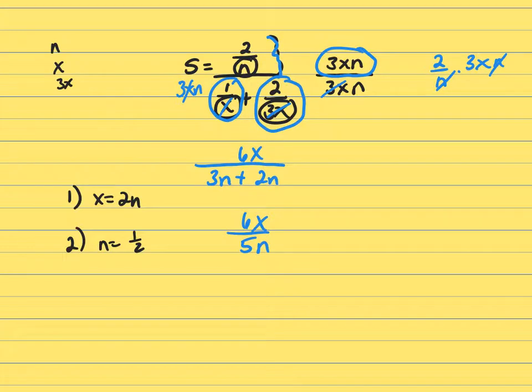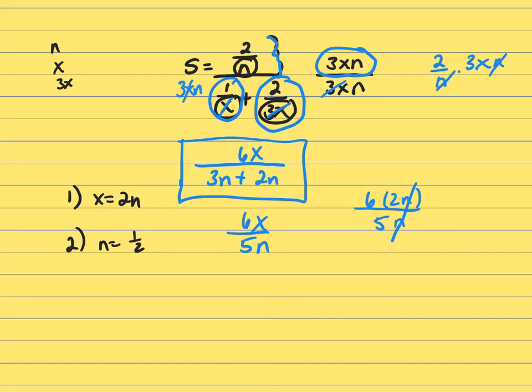Now look at clue 1, x equals 2n. That will work. I'm not sure if you can see it or not, because if you know it will work, don't do this. Go on to clue 2. But if x equals 2n, you got 6 times 2n over 5n. You see how the n's cancel? So it'd be 12/5. So that works. Clue 1 works.